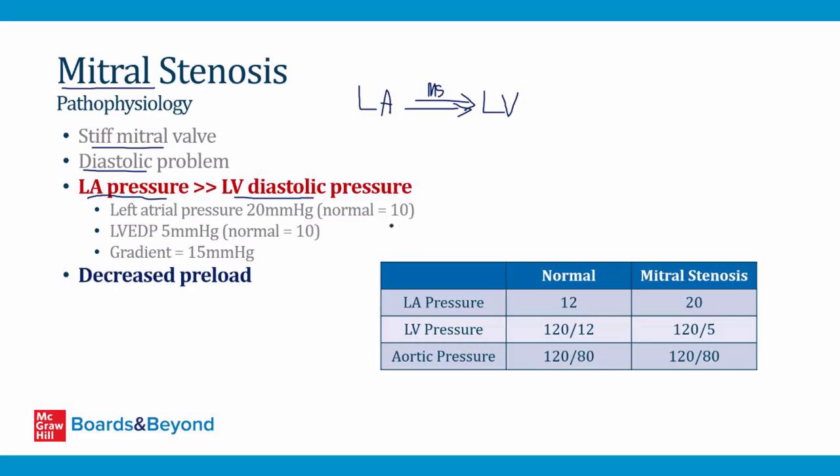So for example, a normal left atrial pressure is about 10. In a person who has mitral stenosis, it could get much higher, as high as 20, let's say. Why does it have to get higher? Because you need a higher pressure to push open those stiff mitral valve leaflets.